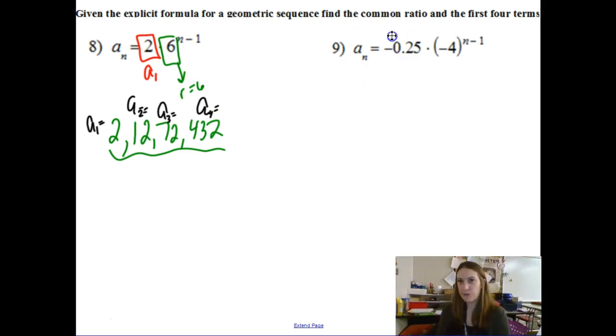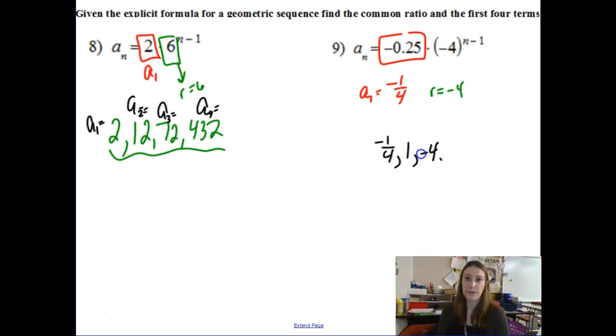Okay, first term of our sequence is negative 0.25, or negative 1/4. And our common ratio is negative 4. So if I start applying that, so my first term, clearly negative 1/4. And then if I multiply by negative 4, that gives me a positive 1. If I multiply by negative 4 again, I get negative 4. If I multiply by negative 4 again, I get positive 16. So here's my first 4 terms of the sequence.